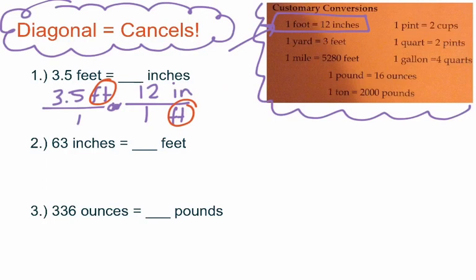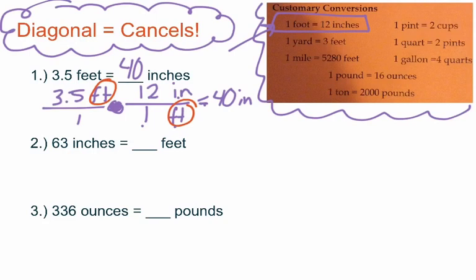We want to cancel feet, so we put 1 on top, 1 on bottom. And then we take the conversion of 1 foot equals 12 inches and make sure that the 1 is with the feet and the 12 is with the inches. And the last thing to do is just to multiply this out. So 3.5 feet times 12 inches equals 40 inches. And 3.5 feet equals 40 inches for our final answer. Let's try it again on the next problem.